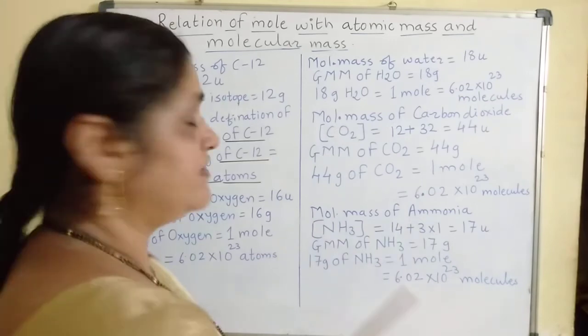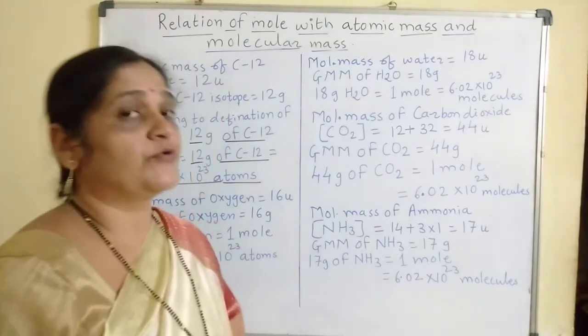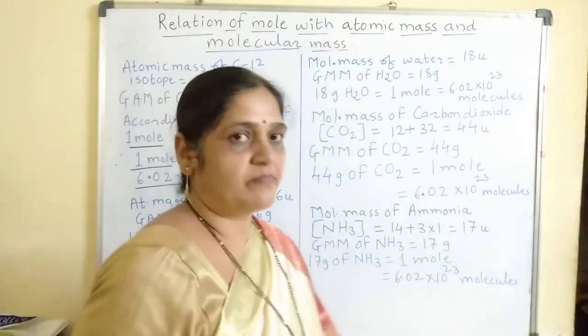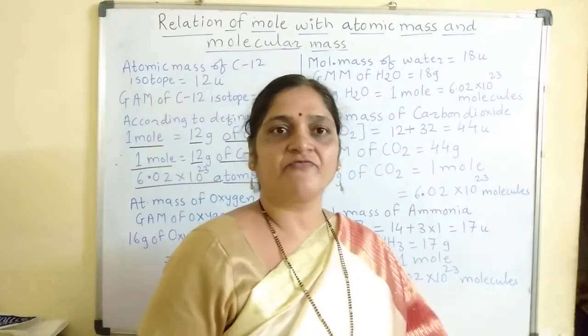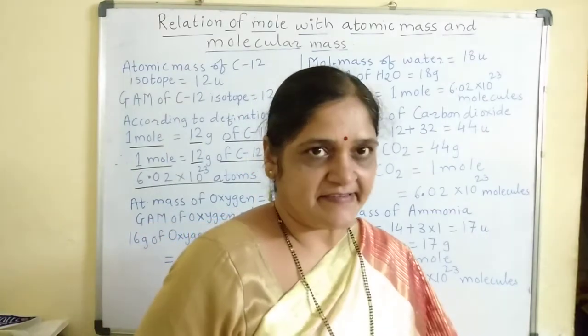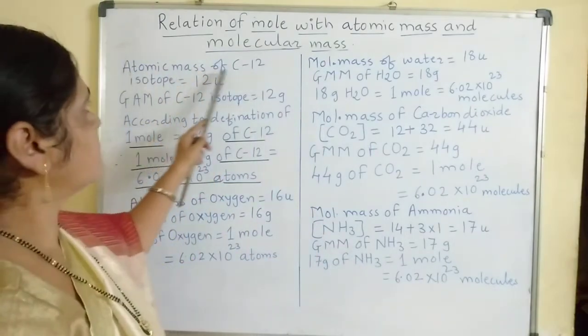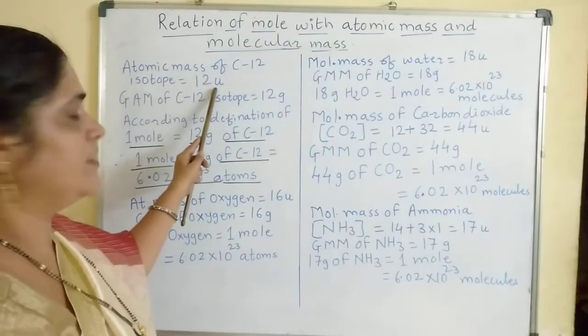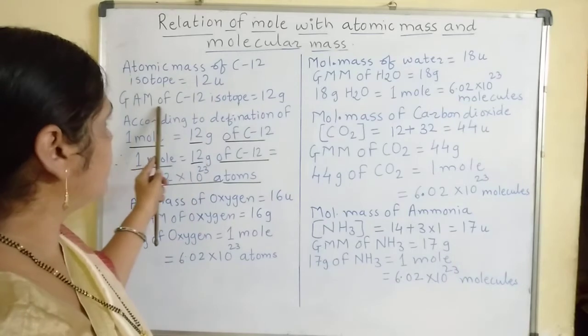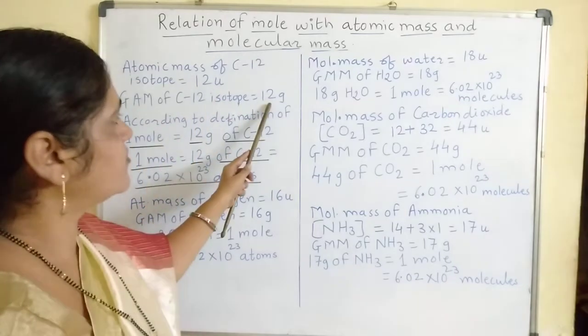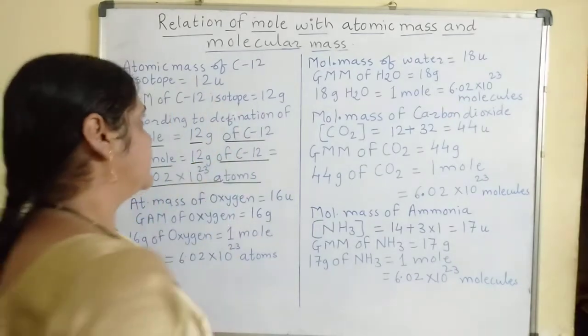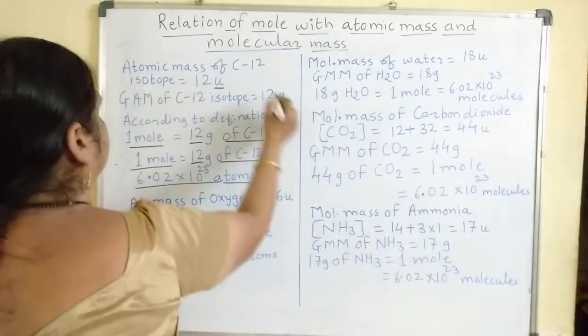Now student, we will see how we are going to express the gram atomic mass and gram molecular mass for different substances. So first of all we will see that atomic mass of the carbon 12 isotope is equal to 12 U. Now gram atomic mass of the carbon 12 isotope is equal to 12 gram. Right? So here U is replaced with G.